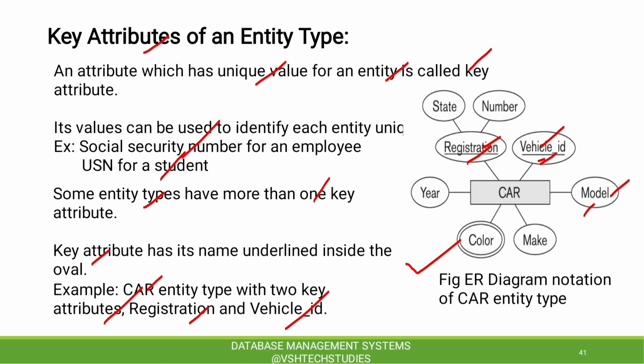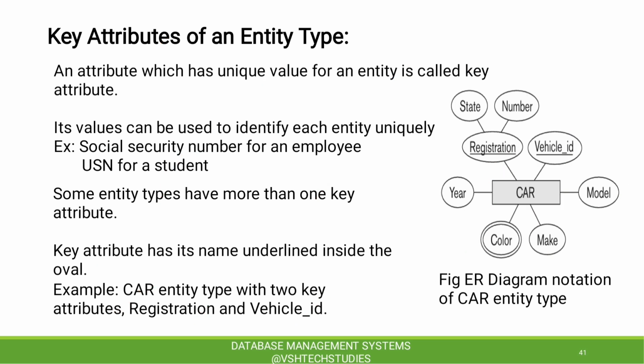So we are showing the car entity and its attributes in the form of a diagram, and this is called ER diagram notation. ER diagram means entity relationship diagram. So the car entity type is represented with a rectangle, attributes are represented with ovals, and key attributes are shown with an underline within the oval. This ER diagram we shall see later, with what all symbols they can be represented.